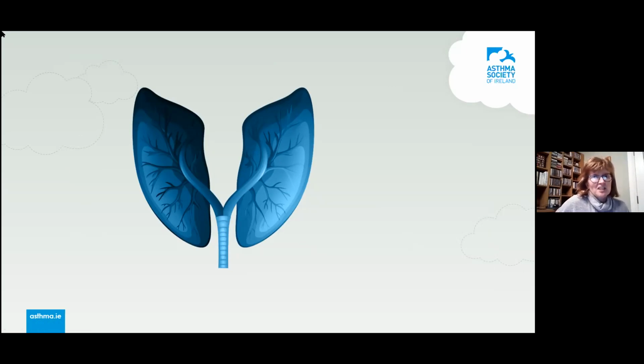Now, if you were actually to take your lungs out of your chest altogether and spread them out over a piece of ground, they would cover a full-size tennis court or a football field. That's how much surface area there actually is in your body, on the lung tissue. So it's quite a big area.